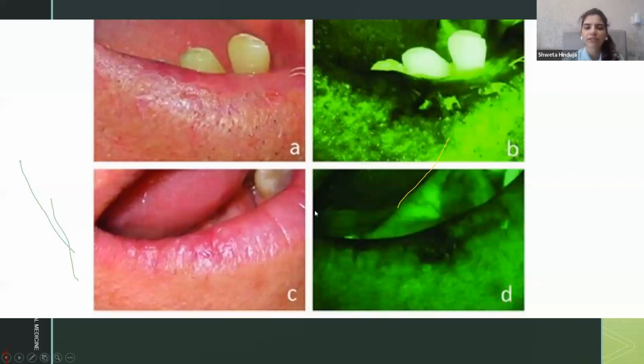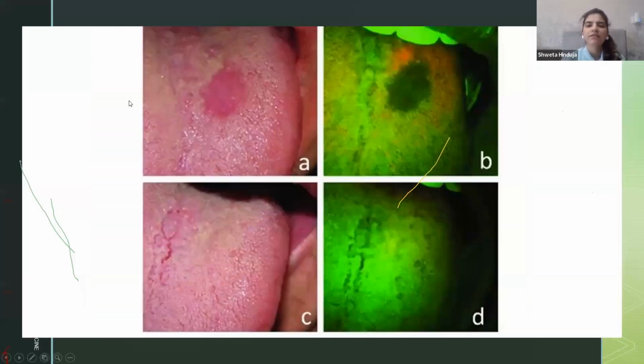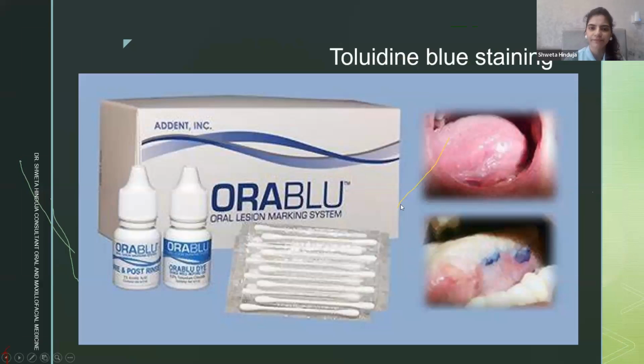The same was, see here, the crusting of the lips was present. The light does not reflect back, and that is indicative of the fact that there are dysplastic changes present. The same lesion on the tongue was present. If it has some kind of dysplastic changes, it appears black, and after treatment, it appears the same color. So this is an abnormal tissue, and this is a normal tissue.